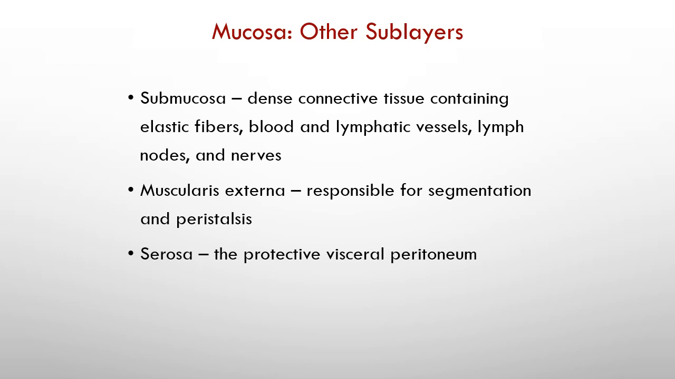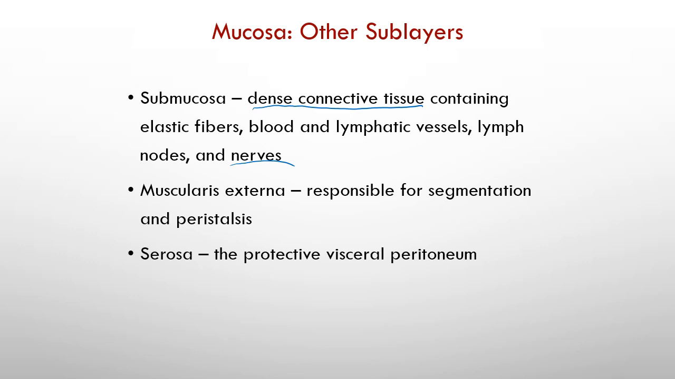The last of the layers, we have the submucosa. Submucosa is a large amount of dense connective tissue inside there. We get some larger blood vessels. We get lymphatics into this area itself. We have part of our nervous supply that comes into the digestive tract here as well.